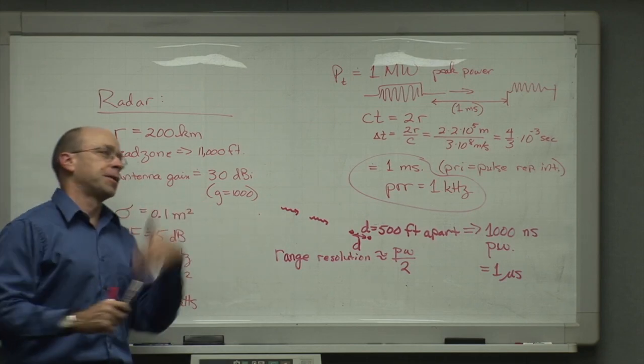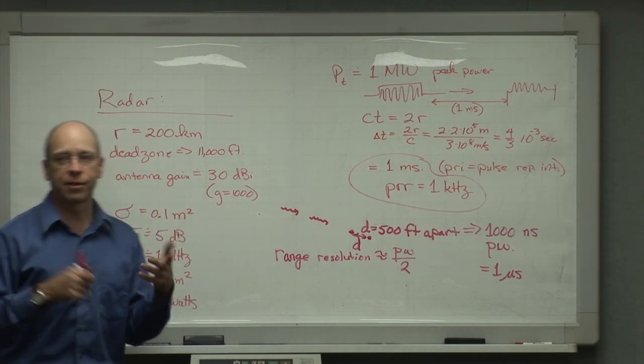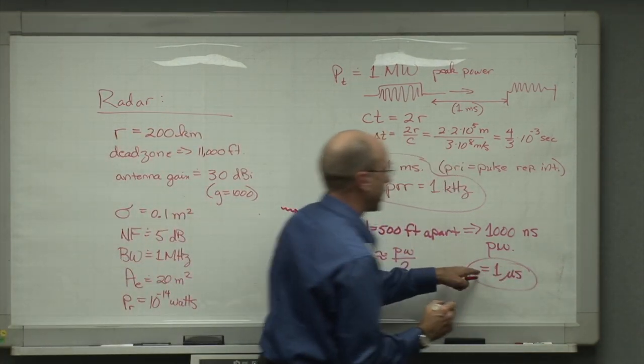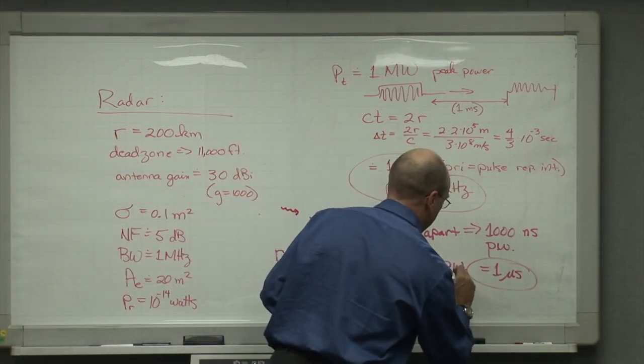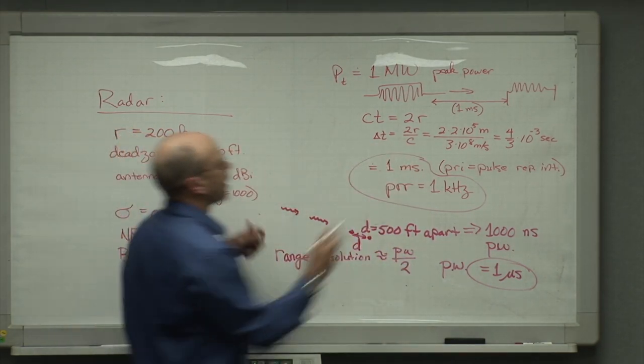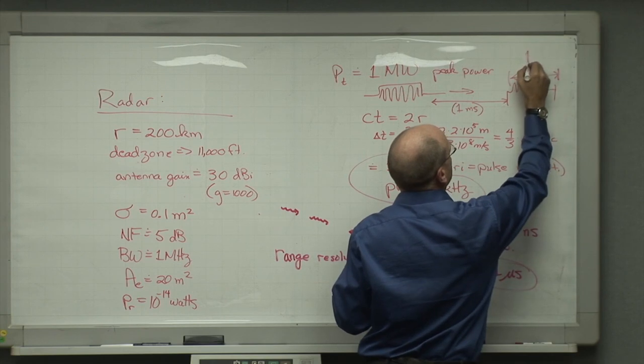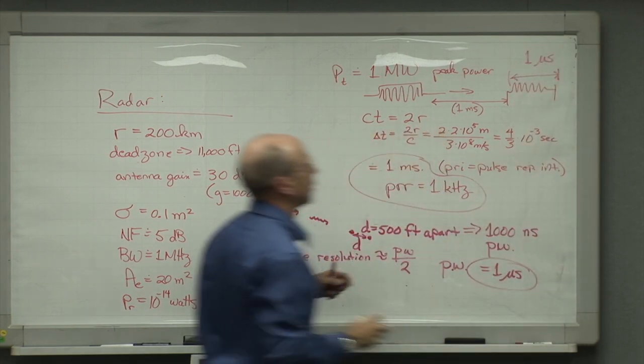There will be variations. You'll see half a microsecond, 3 microseconds, and we'll see some other variations. But a typical pulse width is going to, in fact, be about on the order of a microsecond long. And so now we know what this length is. This length is going to be on the order of 1 microsecond.